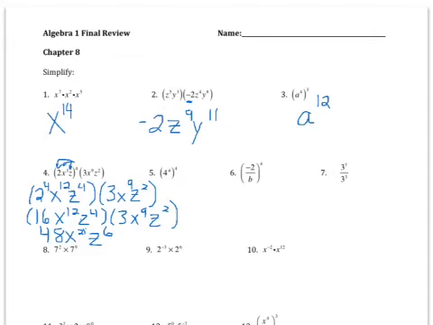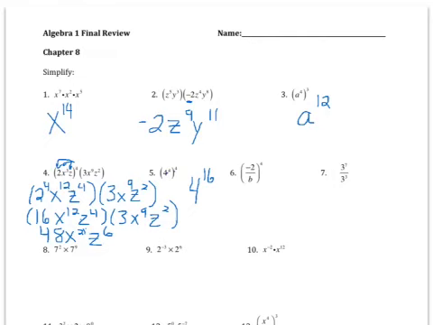For number 5, we have 4 to the 4th raised to the 4th. Don't let all the 4s confuse you. This is just a power being raised to another power. So we want to remember to multiply our exponents. 4 times 4 is 16, so this gives us 4 to the 16th power. This is all you'll need to do for this problem since this is a non-calculator final.